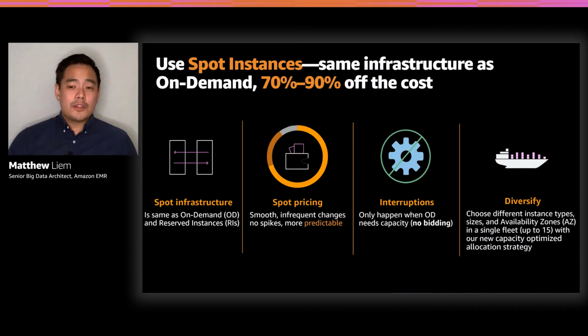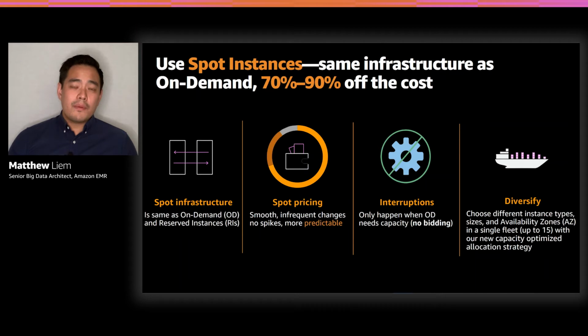All right, next let's talk about Spot. So Spot instances are unused EC2 capacity that use the same infrastructure as on-demand, but are 70 to 90% off the cost. The Spot pricing is very predictable. It's set by EC2 and adjusts gradually based off long-term trends of supply and demand for that specific instance and capacity. Interruptions can happen, but you can configure EMR so you're only interrupted when on-demand needs capacity and not for other reasons like your bid price was too low, for example.